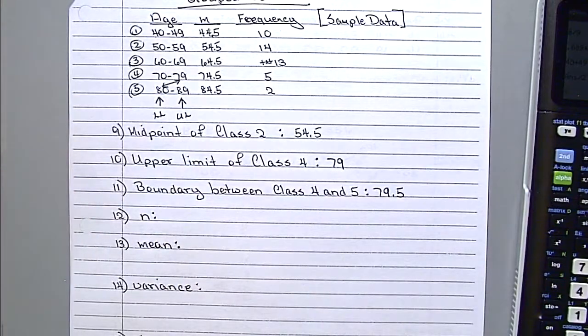Practice. What's the boundary between class 1 and 2? Look at it. 49.5. Okay, what's the lower limit of class 1? 40. Good. What's the upper limit of class 3? Upper limit, not the boundary. What's the upper limit? 69. Just plain old 69, right? Boundaries are halfway between the classes. Limits are the exact number, isn't it?